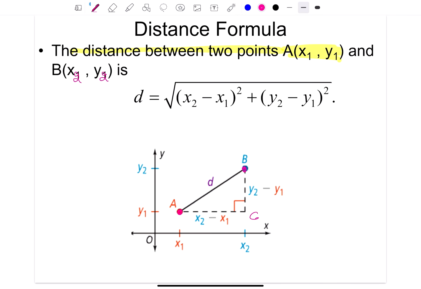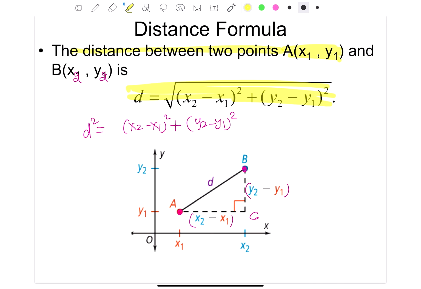So to find the distance D, we can go ahead and use the Pythagorean theorem, which is leg squared plus leg squared is equal to D squared. The Pythagorean theorem says hypotenuse squared is equal to leg squared plus leg squared. And to isolate D, we would have to take the square root on both sides, and that would give us our distance formula: x2 minus x1 squared plus y2 minus y1 squared, square root of the whole quantity.